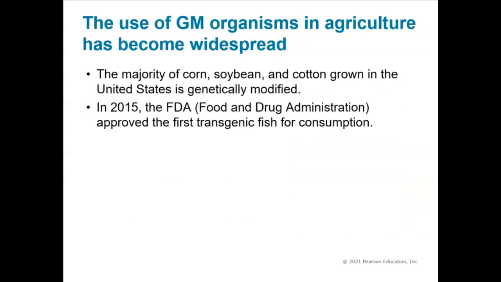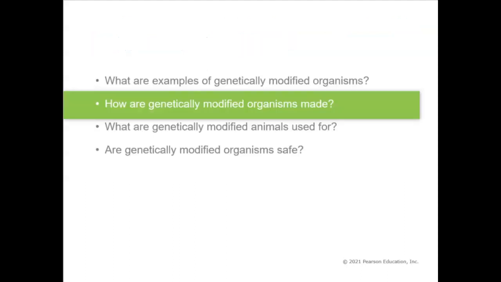So the use of GM, or genetically modified organisms, in agriculture has become widespread. The majority of corn, soybean, and cotton grown in the United States is genetically modified. And in 2015, the FDA, Food and Drug Administration, approved the first transgenic fish for consumption, which was a salmon that reaches full size faster than wild salmon.